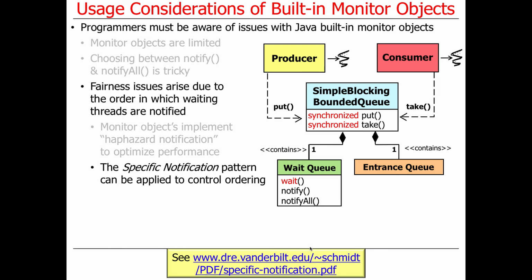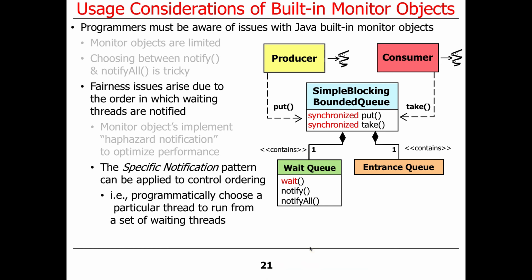And a way to solve this is to use something called the specific notification pattern, which you can read about at this link and which we're going to cover in more detail momentarily because it's what's going to constitute the final programming assignment. What happens here is you can program things to programmatically choose a particular thread to run from a set or family of waiting threads. And you'll see that you can do it in ways that obey FIFO orders.